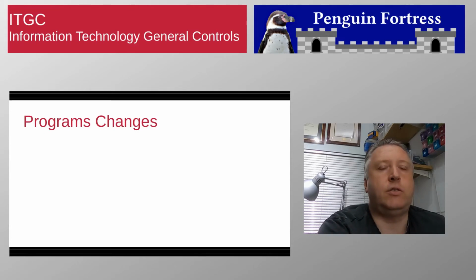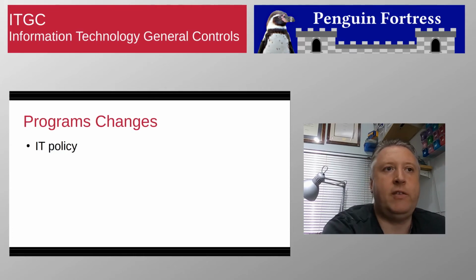Next is to have controls around changes to the programs. Again, this typically starts with a policy. In this case, it's normally the IT policy, although it may include the IT security policy as well. What is the process and systems used to ensure that changes to hardware and software will not risk either the system availability or the security of the system?